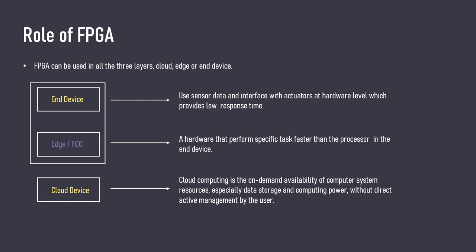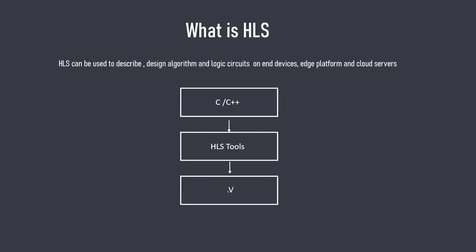Just to give an overview of what your FPGA can do in this three-layer setup, I have included this slide in this small lecture. In your end device, FPGAs can be used to directly interface with sensors and give signals to your actuators at a hardware level. And when you go to edge, it's hardware that can perform some tasks that the processor is really slow with. And then we come to the cloud, where FPGAs find most of their applications even today. We can use them to accelerate database-oriented management and whatnot, right?